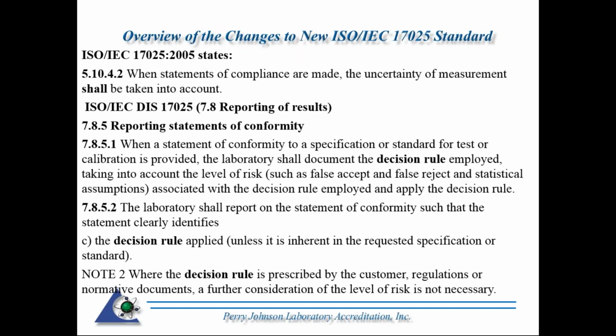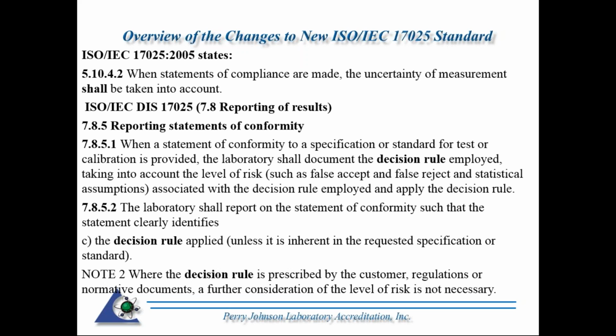So like I said previously, the old 5.10.4.2 basically stated uncertainty of measurement shall be taken into account. They still have to be taken into account, but you have to basically document how they're being taken into account. 7.8.5.2, the laboratory shall report on the statement of conformity such that the statement clearly identifies 7.8.5.2c, the decision rules applied.